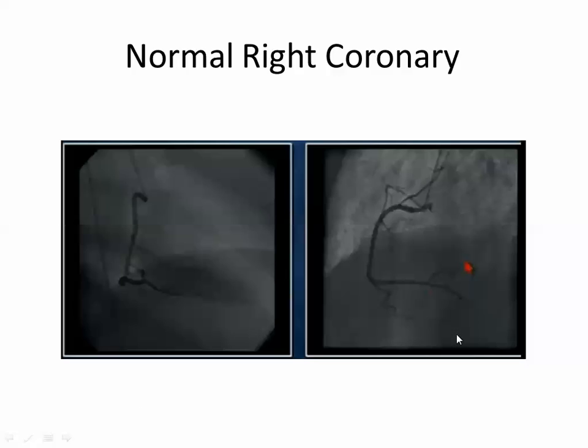Look at the movie. What's this view? Yes, this is the spine and this is the ribs, so this is right, RAO. RAO, cranial or caudal? Cranial. Yes, this is the diaphragm. So it is RAO cranial. And what's this?